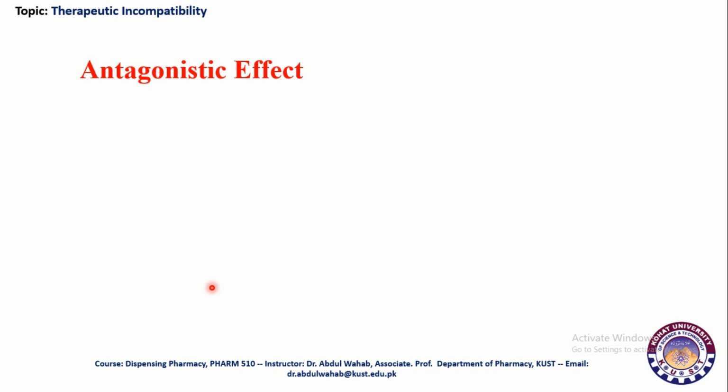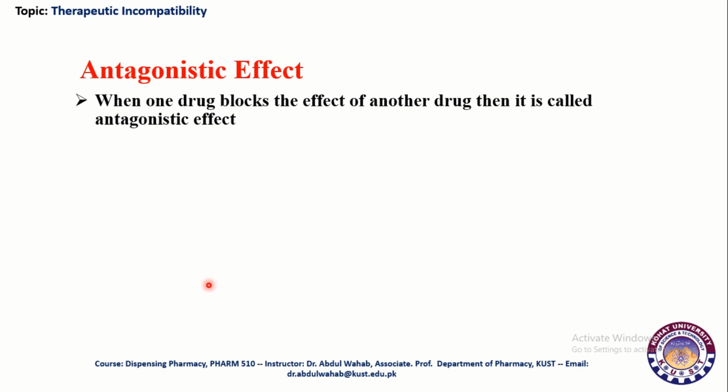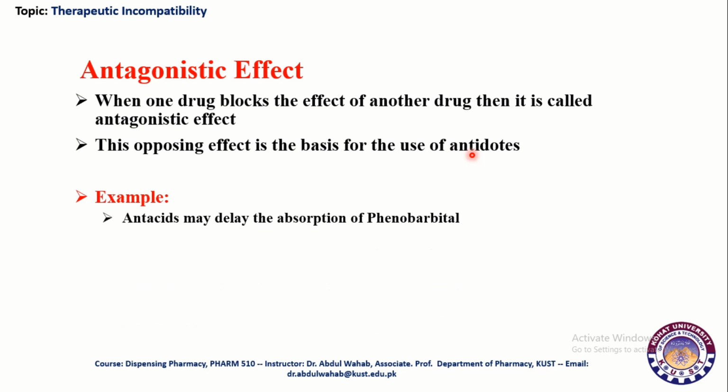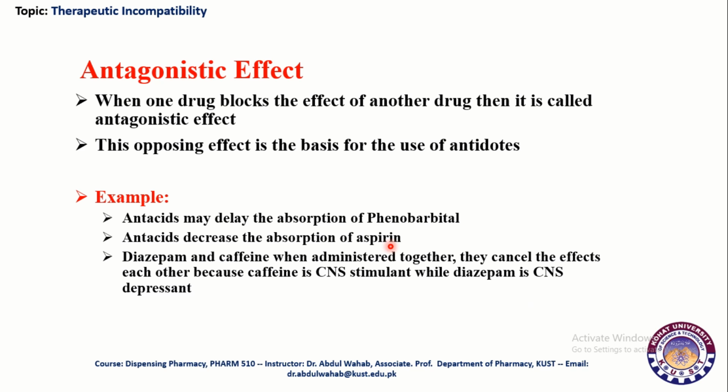Antagonistic effect. When one drug blocks the effect of another drug, then it is called antagonistic effect. This opposing effect is the basis for the use of antidotes. Example: antacids may delay the absorption of phenobarbital. Antacids decrease the absorption of aspirin.